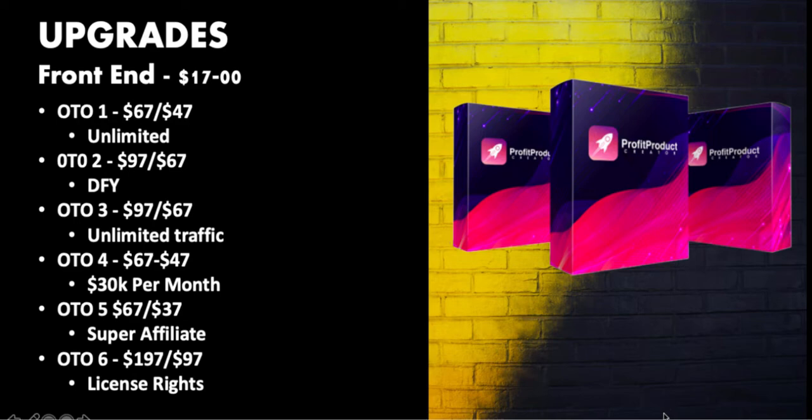OTO1 is an unlimited version I showed you, $67 down to $47. They're all downsells. OTO2 is those done for you products, $97 down to $67. OTO3 is unlimited traffic, $97 down to $67. That's that Facebook pixel. OTO4 is the training course, $67 down to $47, $30k per month.